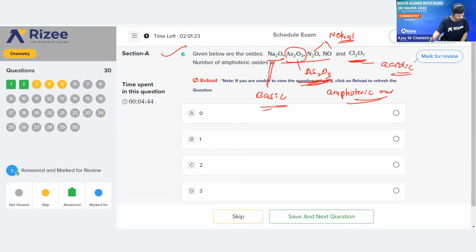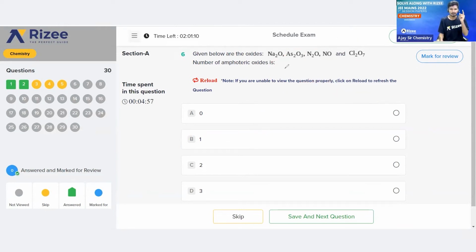Are you getting my point? Okay. So first of all, note this. What is the correct option? Only one oxide is there, that means option B is the correct option. Okay. So now I will give examples for acidic, basic oxides, sorry. First of all, I will give examples for amphoteric oxides.